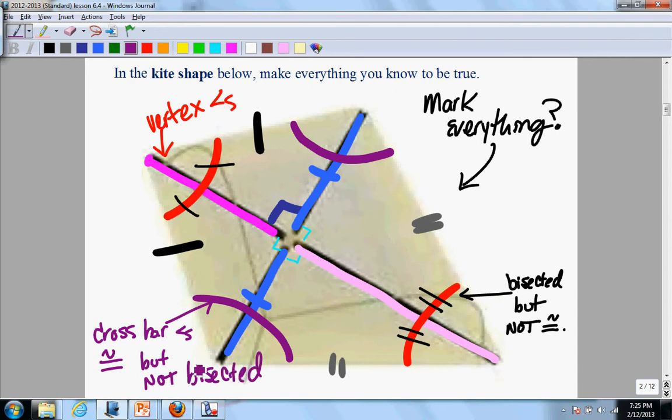So just to recap here, the vertex angles are bisected but not congruent. And the crossbar angles are congruent, but they are not bisected. Take a moment and write that down.